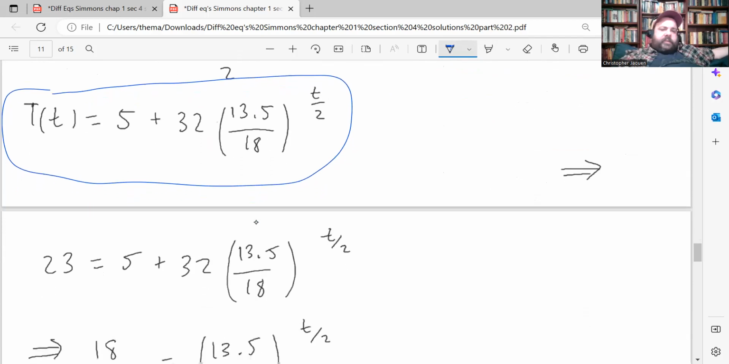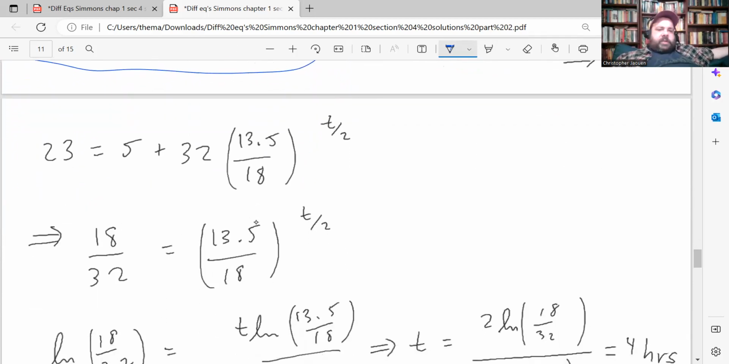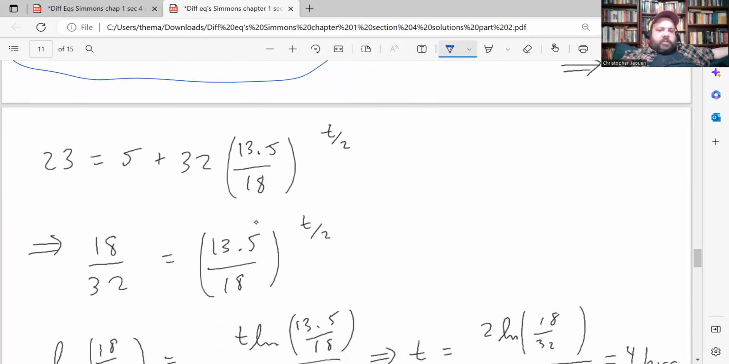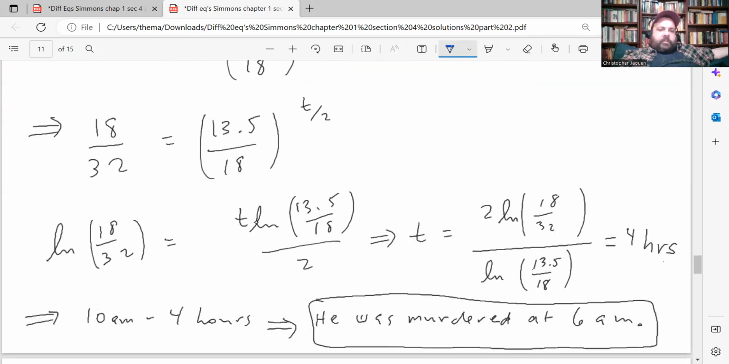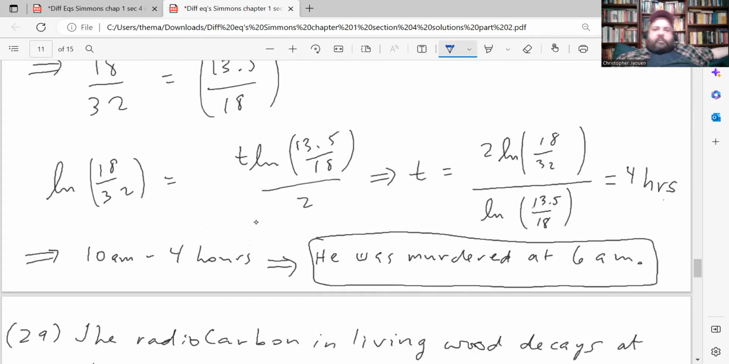And then we can use that to figure out when the coroner was murdered. So 23 equals 5 plus 32 times 13, just using the model that I have here. I'm plugging in 23 to figure out how many hours it took for that to happen. It looks like it took 4 hours. So 10 a.m. minus 4 hours gives you the time that the coroner was murdered, meaning that it was 6 a.m. when he died.